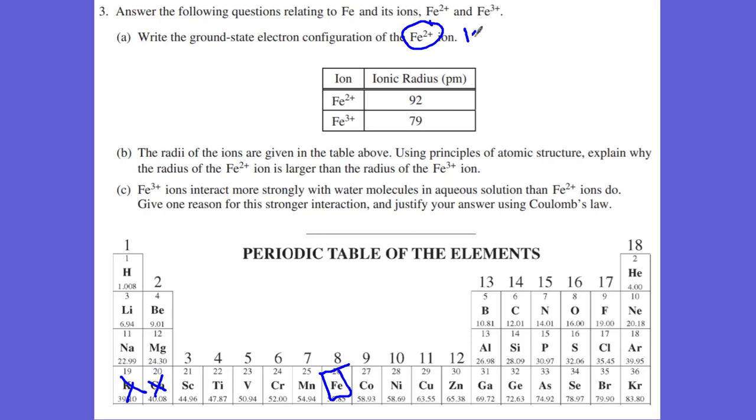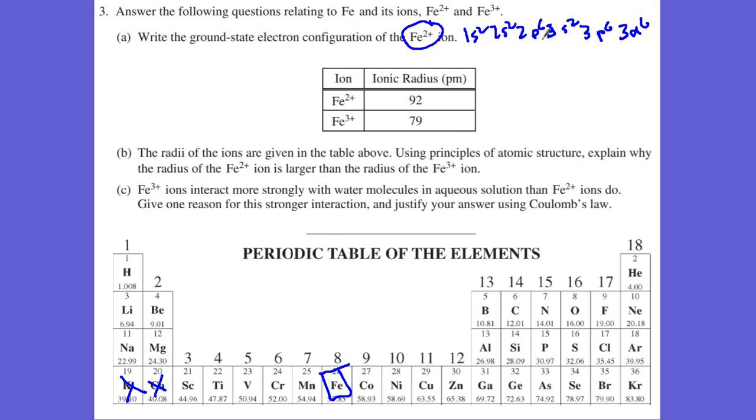So I'm going to do 1s2, 2s2, 2p6, 3s2, 3p6, and remember the 4s2 is gone. And so what we end with is 3d6. Good. The second question, so that is problem A.